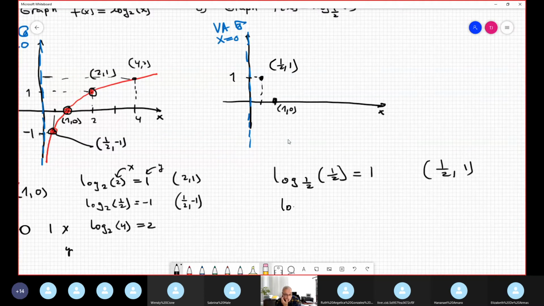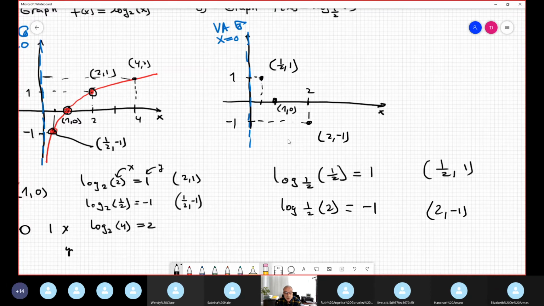Another important logarithm is logarithm base 1/2 of 2, which is -1, because 2 is the reciprocal of 1/2, no? And the point would be 2, comma -1. And 2 is here, and -1 is here. Bam, bam. This is my third point, 2, comma -1. And we're connecting this point and this point by the curve. You know approximately what is the shape of this curve.